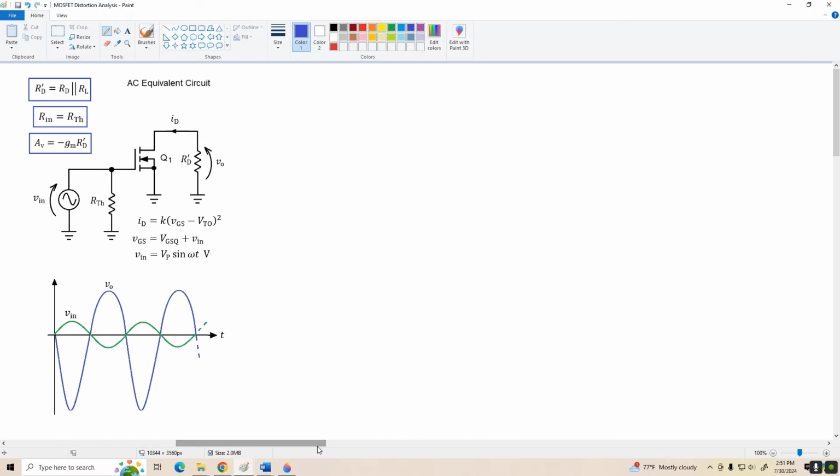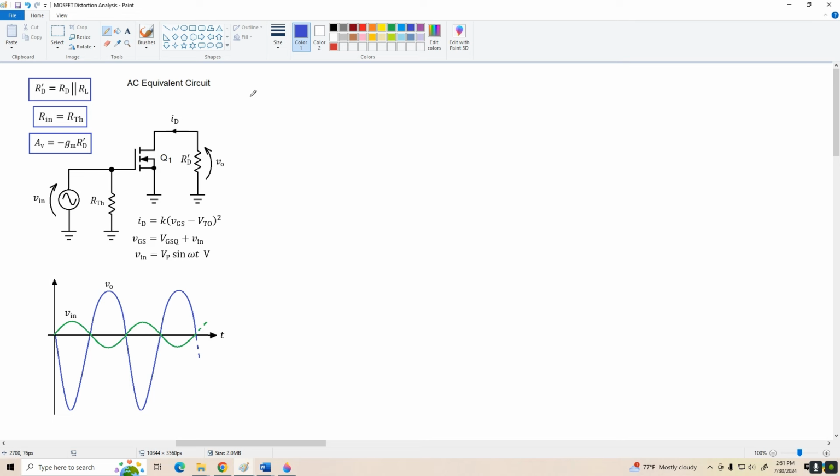Here's our small signal model and the input and output waveforms that we would see for this circuit. All right, we're going to start here by taking the drain current equation and substituting in VGS equals VGSQ plus Vin. And I'm going to rearrange the terms a little bit to make things nicer to work with, and you'll see why in a second.